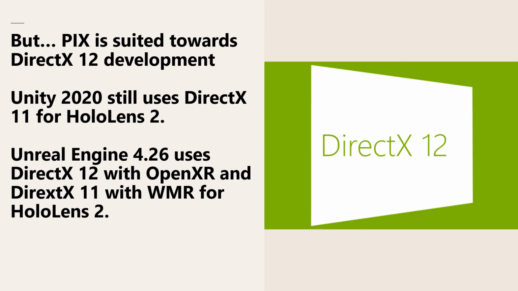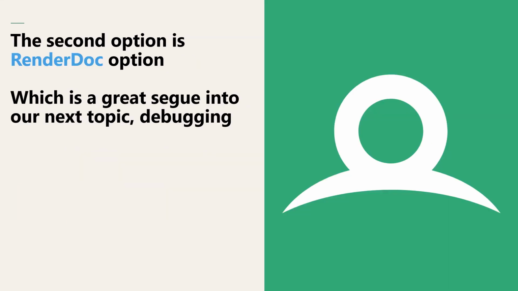One caveat is PIX is suited towards DirectX 12 development. Unity 2020 still uses DirectX 11 for HoloLens 2, and Unreal Engine 4.26 does use DirectX 12 with OpenXR, but it still uses DirectX 11 when you're using the Windows MR plugin for HoloLens. So with that information, another recommendation is to use RenderDoc. And this is a great segue into our next topic, which is debugging.